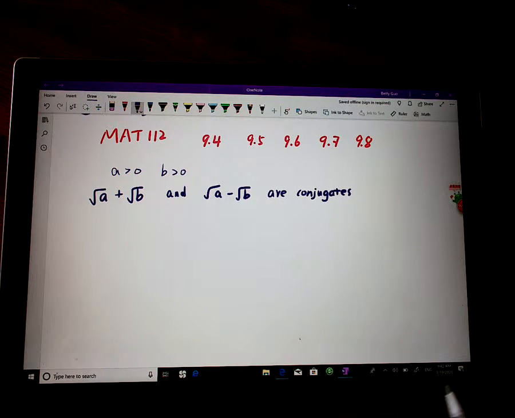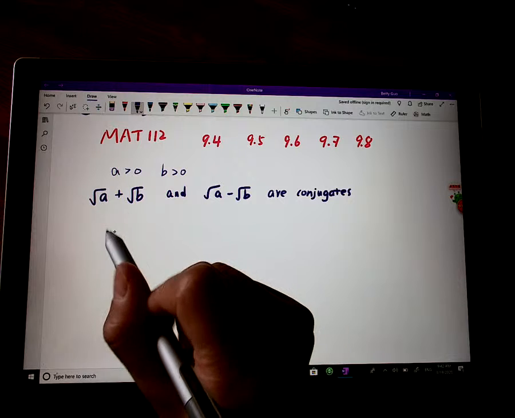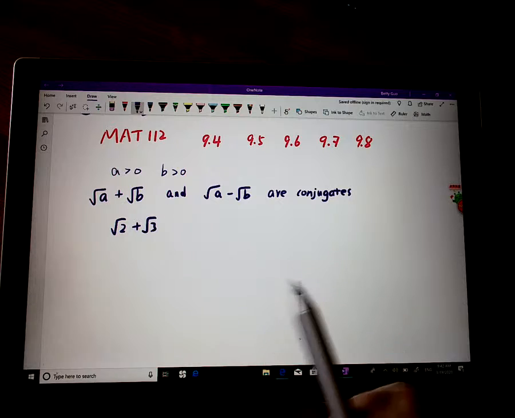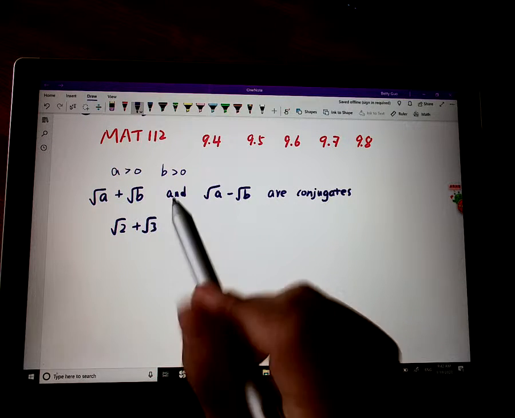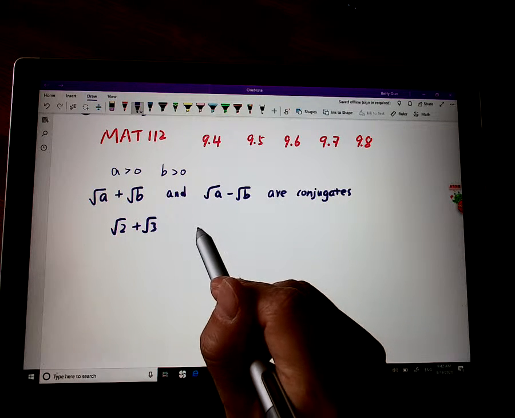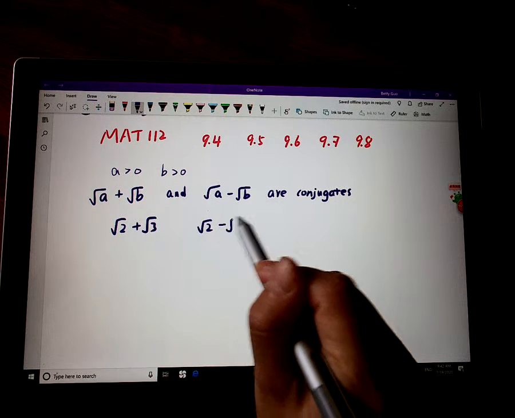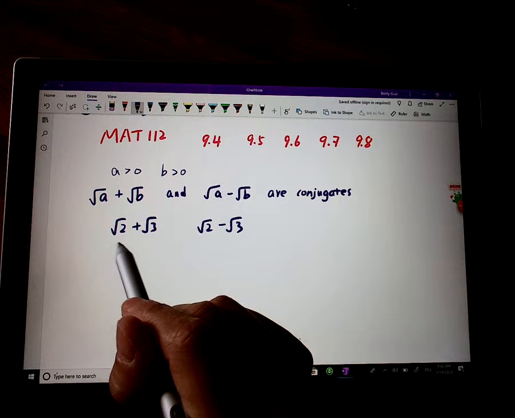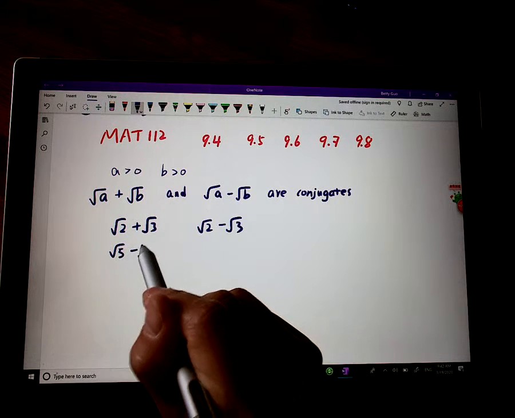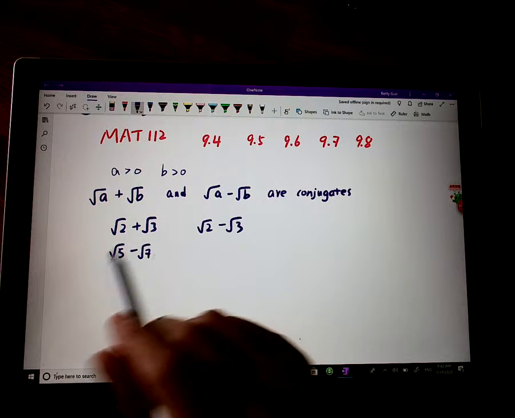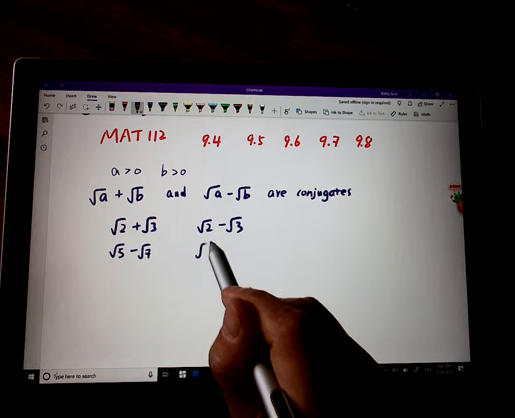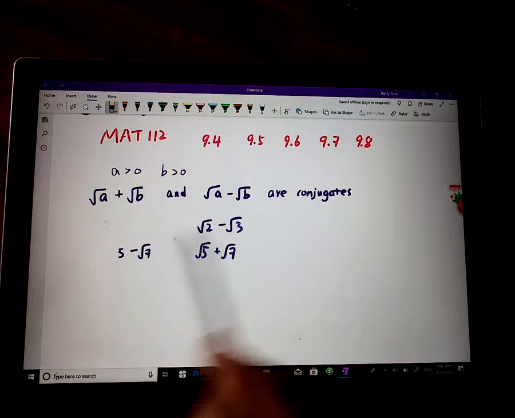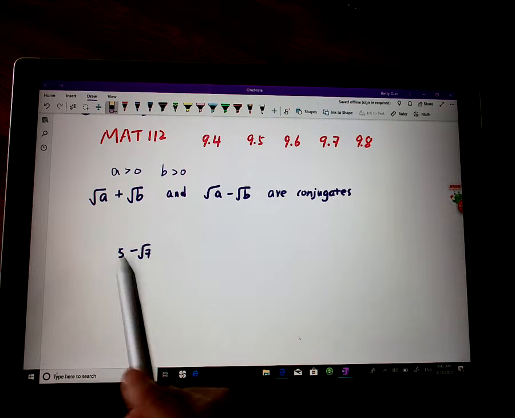Okay, for example, anyone could tell me what's the conjugate of square root 2 plus square root 3? By the definition, the conjugate would be the difference of root 2 and root 3, right? And if I ask what's the conjugate for square root 5 minus square root 7, then the conjugate of this expression would be root 5 plus root 7. Is that clear? So that's the definition of conjugates.